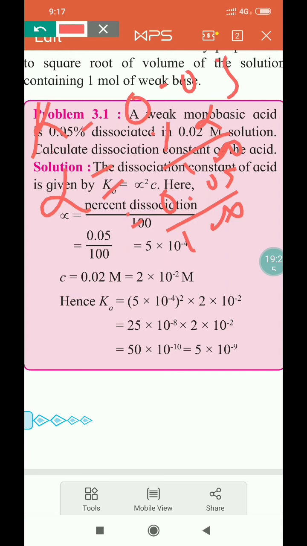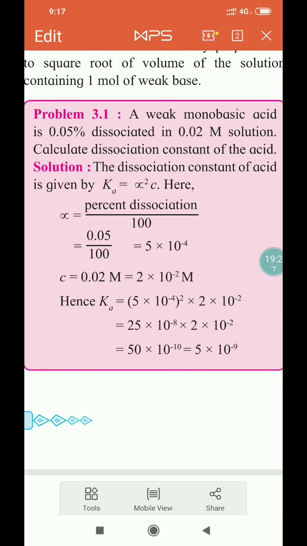Similarly, concentration C is equal to 0.02, that is 2 into 10 to the power minus 2. By putting these values in the Ostwald dilution law, that is K is equal to alpha square C, we get 5 into 10 to the power minus 9. This is the dissociation constant for the acid. Okay. On the basis of this problem, you can solve some exercises or assignments given below.